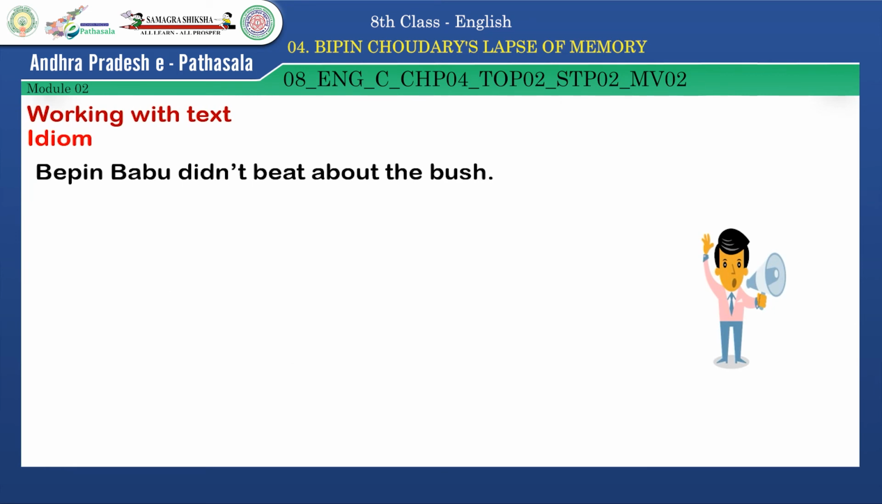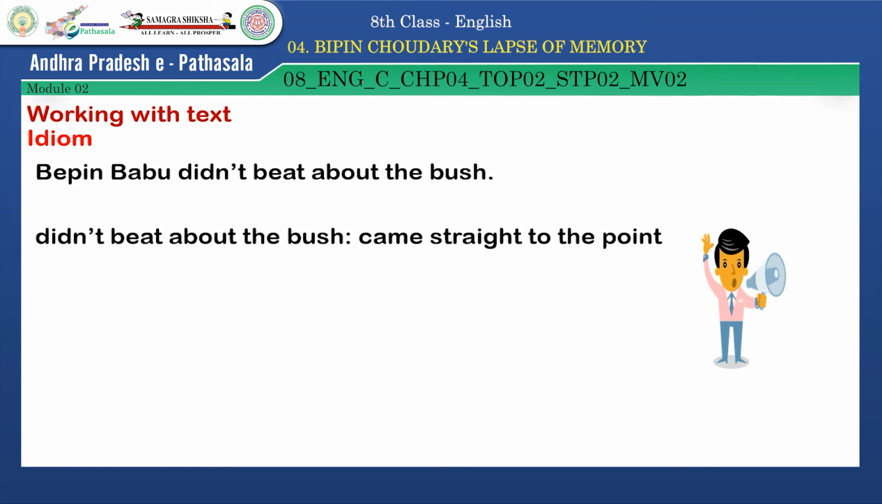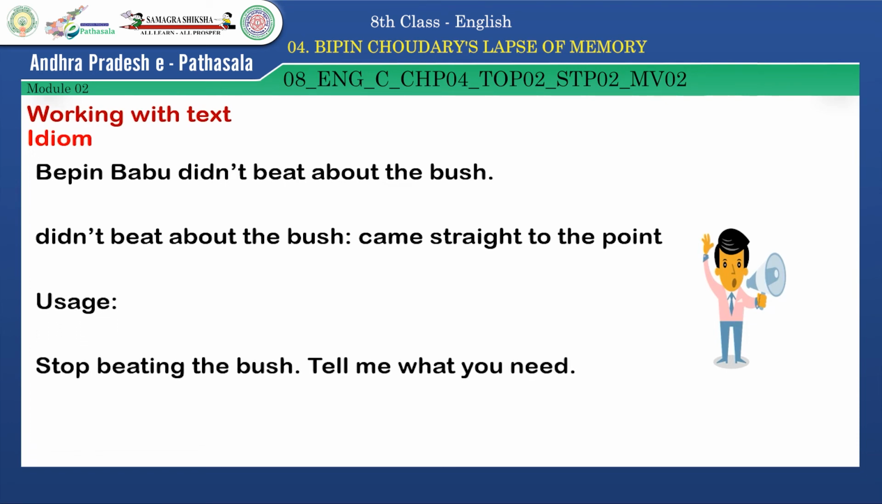Now look at the sentence. Bipin Babu didn't beat about the bush. What does it mean? Didn't beat about the bush? Came straight to the point. Usage. Stop beating about the bush. Tell me what you need.